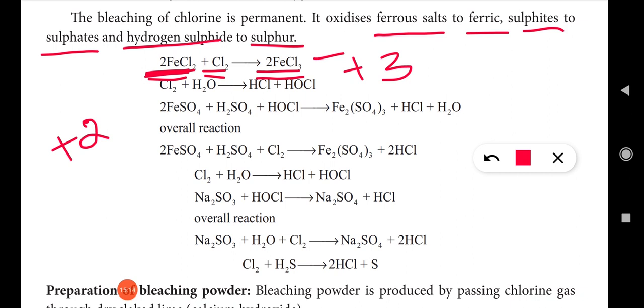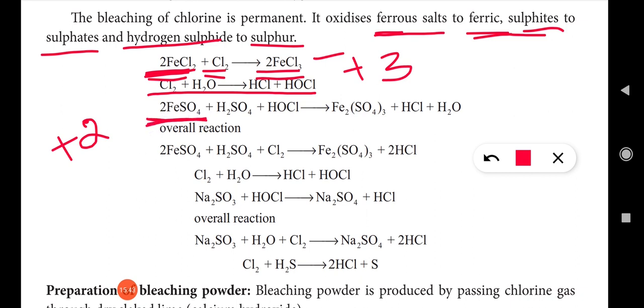Is oxidizing sulfides to sulfates. Next, one more reaction is given. See, this is given commonly for all of them, right? Chlorine when mixed with water forms HCl and hypochlorous acid. So sulfate, ferrous sulfate. Here ferrous to ferric, right? They have given one more example for converting a ferrous salt to a ferric salt.